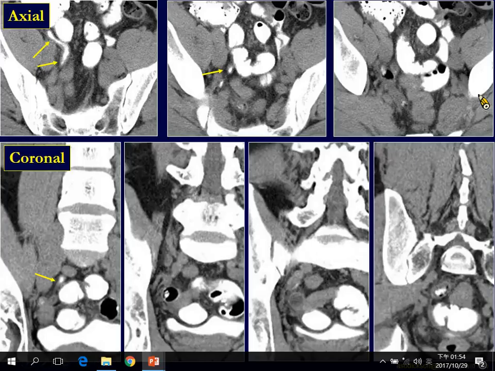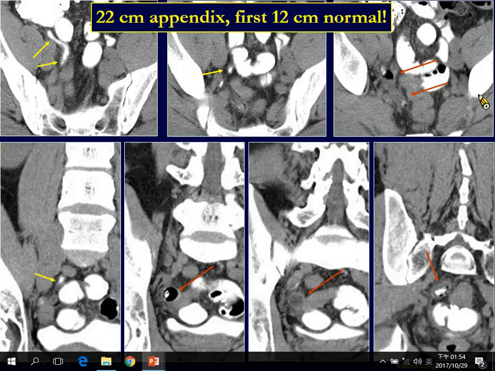Here's another case. This was back when we were still giving oral contrast. We see a nice contrast-filled appendix here. We're tempted to say that this is normal, but if you keep going, you find an appendicolith in the mid portion of the appendix, which is fluid distended. There's another appendicolith at the tip, and this turned out to be a 22 centimeter long appendix, the first 12 centimeters of which are normal.